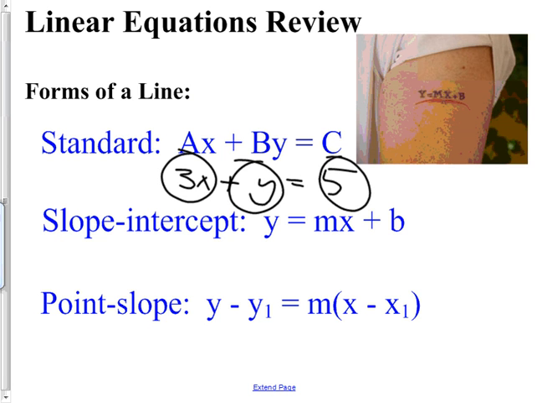You do use this one a lot. y equals mx plus b. Raise your hand if that one's familiar to you. All right, good. Yeah, you use that one a lot, and that one's the one where this is the slope, and that's the y-intercept. Okay?